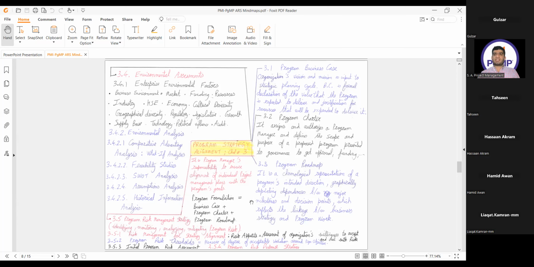Is it clear to everyone this chapter? Any question or any query, or anybody wants to add anything in this? Because this topic is very important, because later on in a lot of questions, whether this is coming from benefits management domain or stakeholder engagement, he will always use these words of business case, charter, and roadmap especially. Is it clear to everyone?